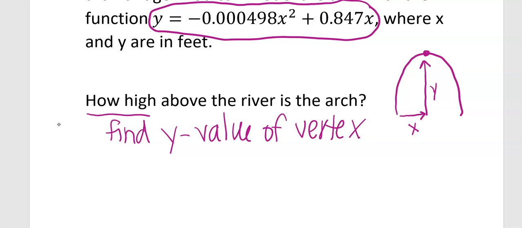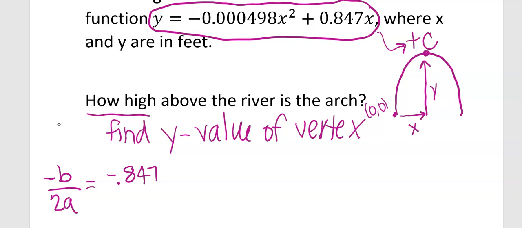So even though the numbers are super ugly, it still works exactly the same. So we're going to do negative B over 2A. And by the way, what's C on this one? There isn't a number, is there? So this one would cross at 0, 0. So this point right here would be 0, 0. So if you're thinking what happened to that extra number, it's there. It's just nothing. So the 0.847 is our B. The negative number is our A. So negative 0.847 divided by 2 times negative 0.000498.